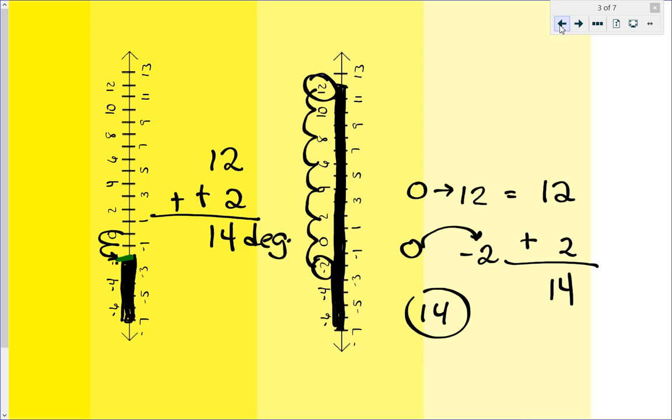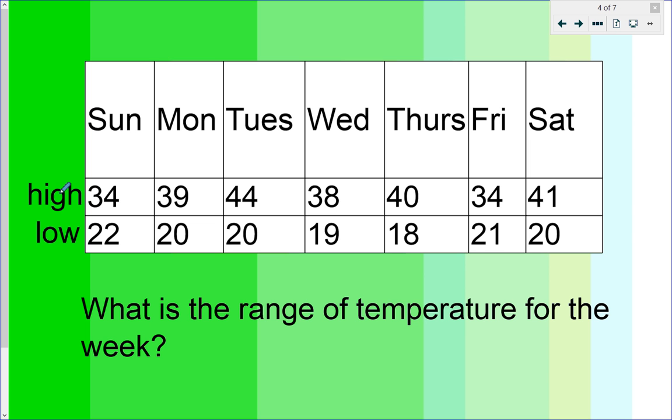I think we did that last year anyway. Not adding the negatives, but we can use a number line situation like we have right here to find the answer. All right, next one. The highs and the low temperatures in a chart. We have all these days, this top row shows the high, the bottom row shows the low. It says, what is the range of temperature for the week?